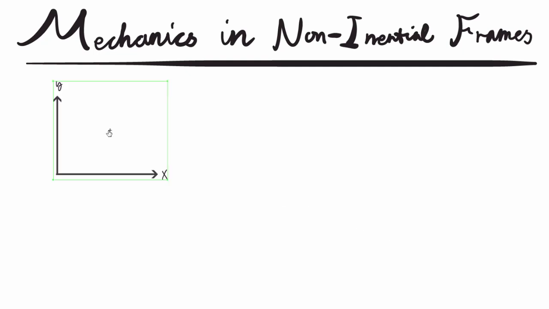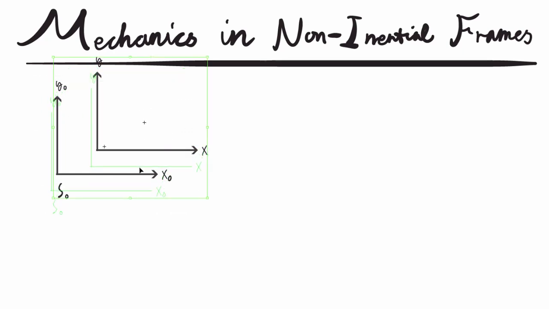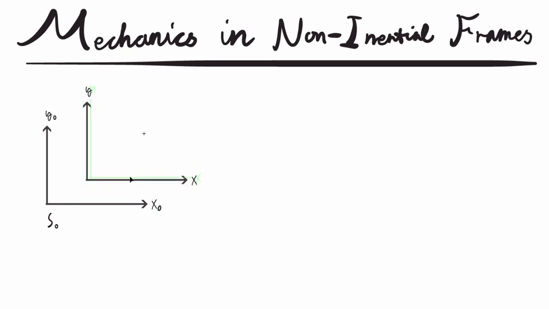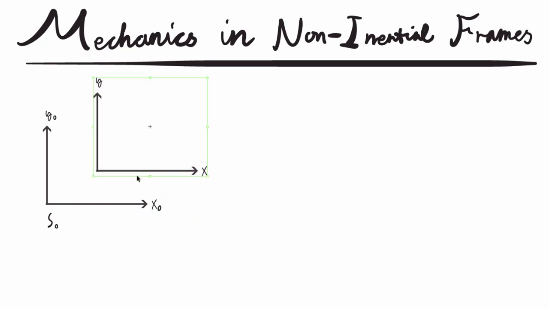So let's say here we have a frame, and we're going to call this frame S0. The coordinates are given by X0 and Y0. This is an inertial frame, and we will add to it another non-inertial reference frame, like this. Let's make it red just to make it clear. We're going to call that frame S.